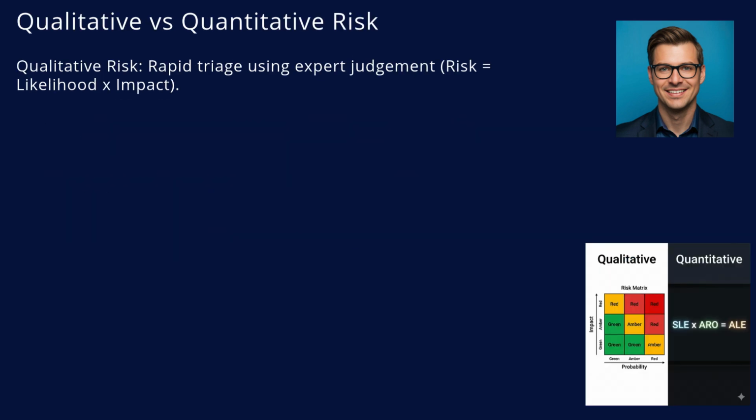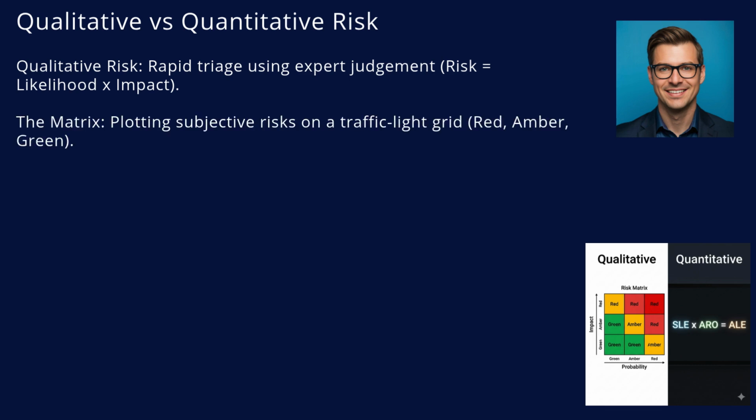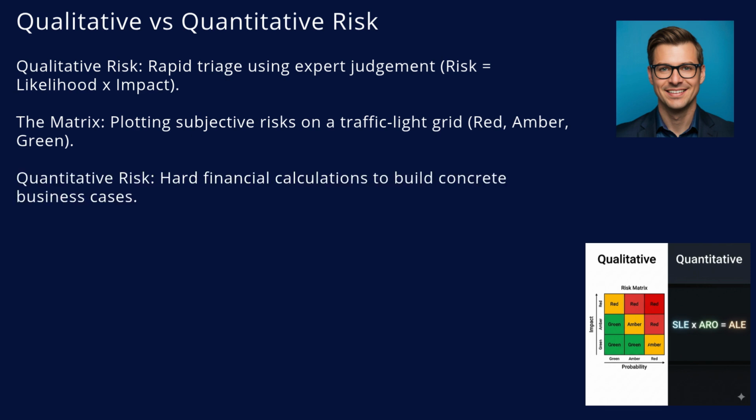To evaluate danger, you must master the two languages of risk. Qualitative risk is for rapid triage. It uses expert judgment to calculate risk by multiplying likelihood by impact. You plot these subjective ratings on a risk matrix, using a red, amber, green traffic light system to show stakeholders what needs immediate attention. Quantitative risk uses hard financial calculations to build concrete business cases for security spending.